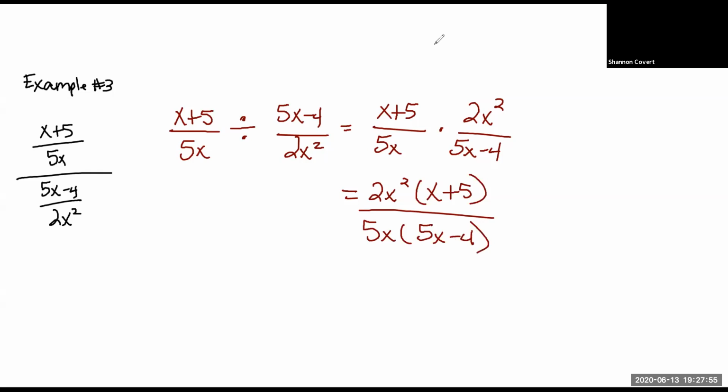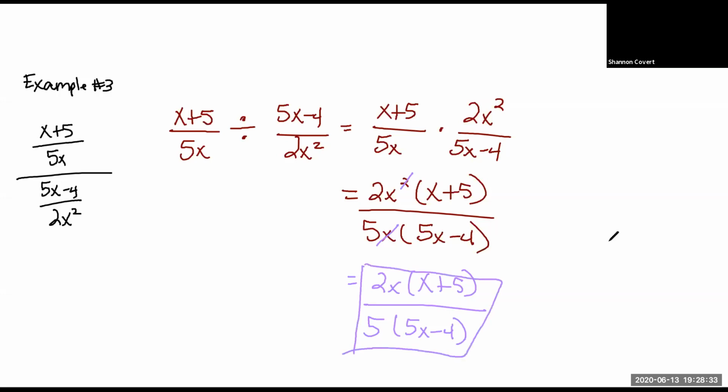I look at what I can reduce. 2 over 5 is as simple as it gets. I have an x squared in my numerator and x in my denominator. The x in my denominator divides out, and it leaves me with 1x in my numerator. I have x plus 5 in my numerator, 5x minus 4 in my denominator. Those are not like terms, so I cannot divide anything out there. My final answer is 2x times the quantity x plus 5 in my numerator divided by 5 times the quantity 5x minus 4 in my denominator. And you do not have to multiply those out. You can leave them just like that.